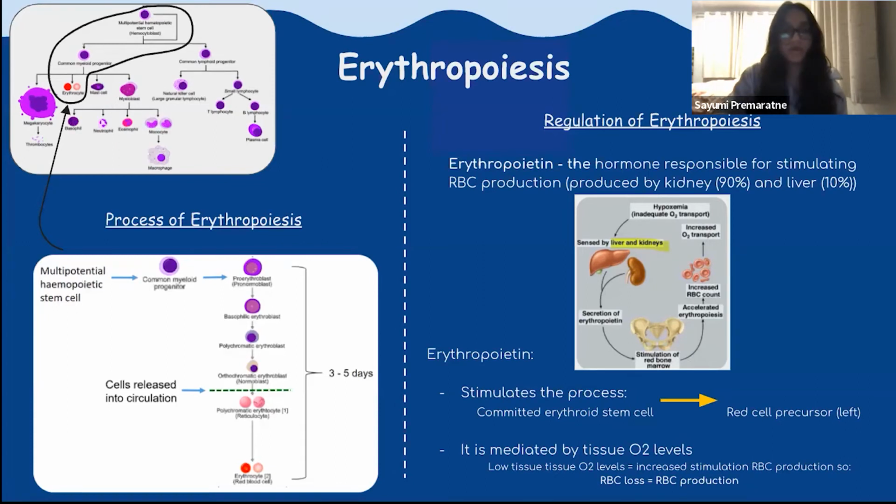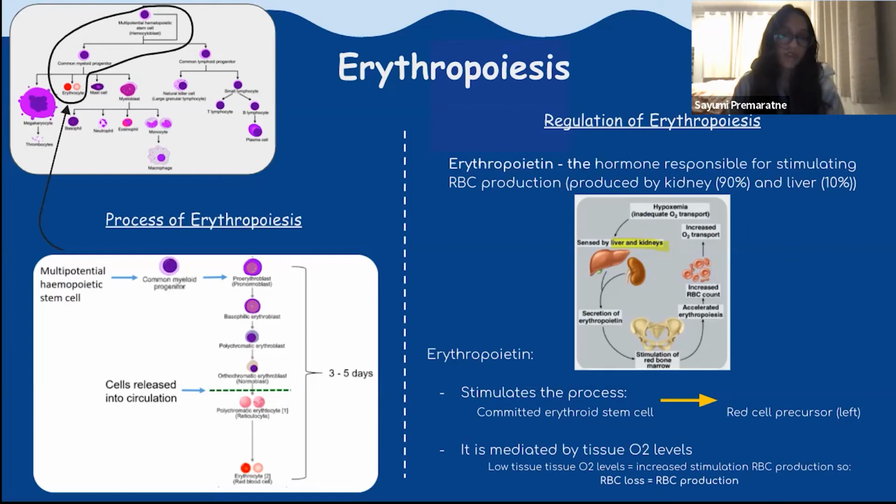The important thing is to know how it's regulated. That's regulated by a hormone called erythropoietin. Erythropoietin is made by your kidneys, most of it, some by your liver. And that's the hormone that stimulates red cell production.